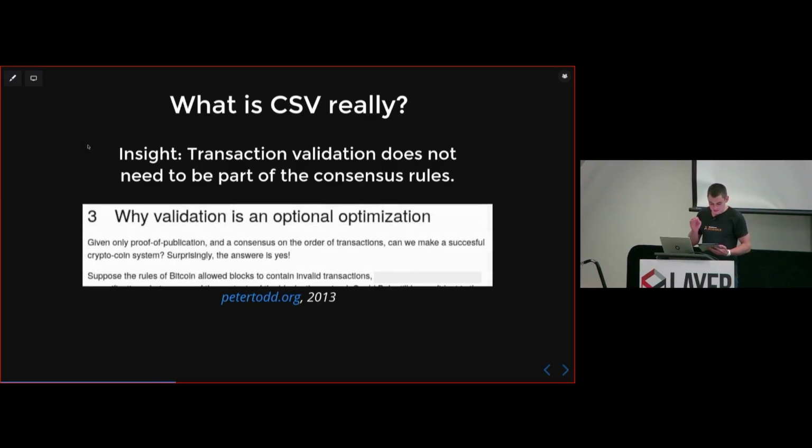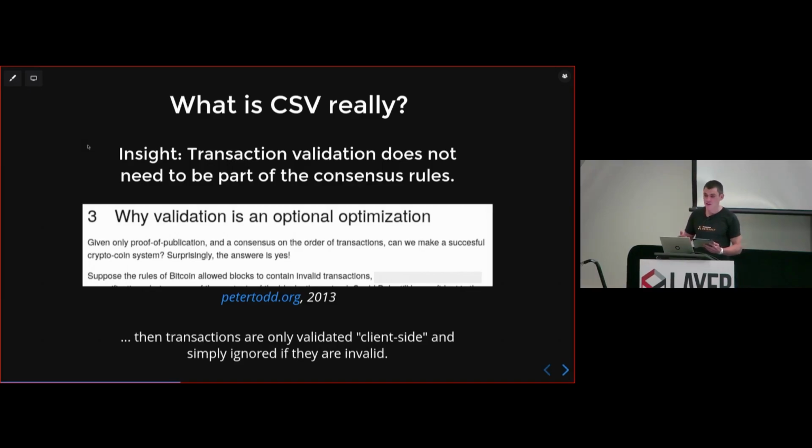This idea was actually first published by Peter Todd already in 2013. He writes, "Why validation is an optional optimization. Given only proof of publication and a consensus on the order of transactions, so blockchain, can we make a successful cryptocoin system? Surprisingly, the answer there is yes. Suppose the rules of Bitcoin allowed blocks to contain invalid transactions, then transactions are only validated client-side, and they are simply ignored if they are invalid."